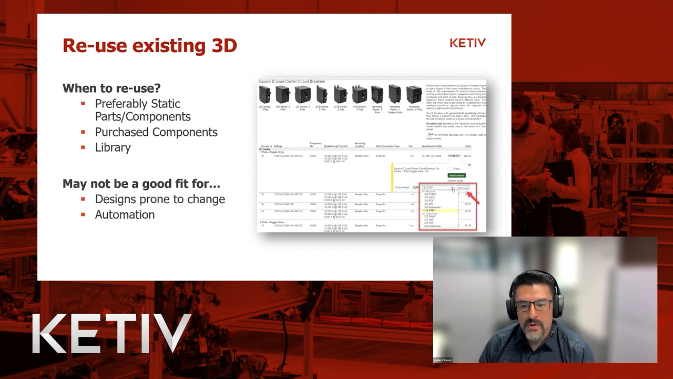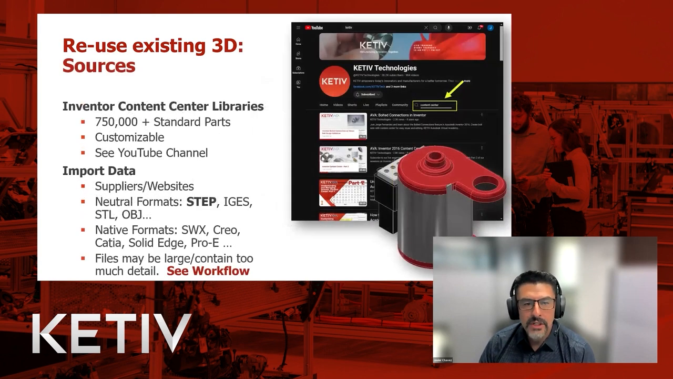Okay, so let's now take a look at sources for this data, right? A lot of these tools come with existing libraries of information. Plant 3D does, right? Revit does, and Inventor's no different. Inventor has three-quarters of a million plus standard parts that you don't have to build. So the nuts and bolts, they're there.